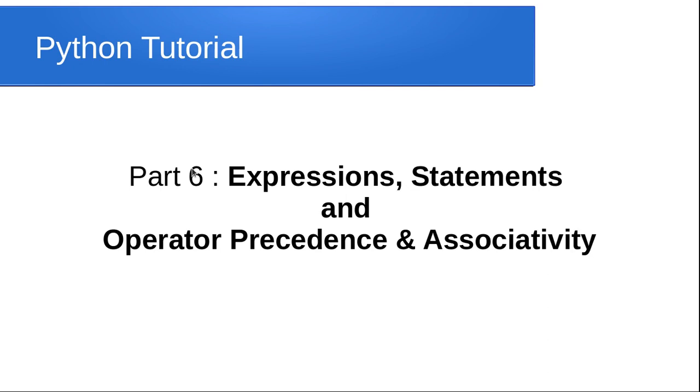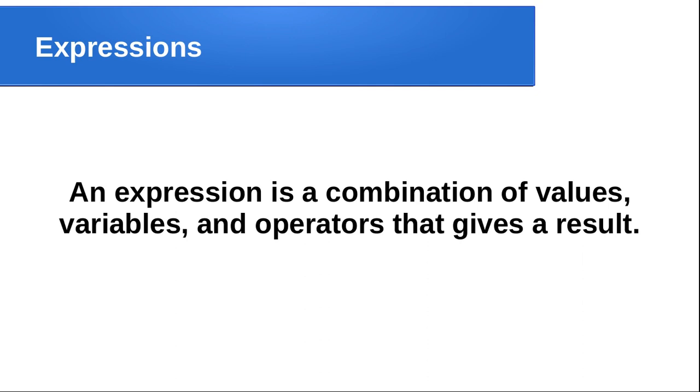In this Python tutorial, we are going to discuss expressions, statements, and operator precedence and associativity. These concepts are some of the basic building blocks of Python programming. Let's start one by one. So what is meant by expression? An expression is a combination of values, variables and operators that gives a result.